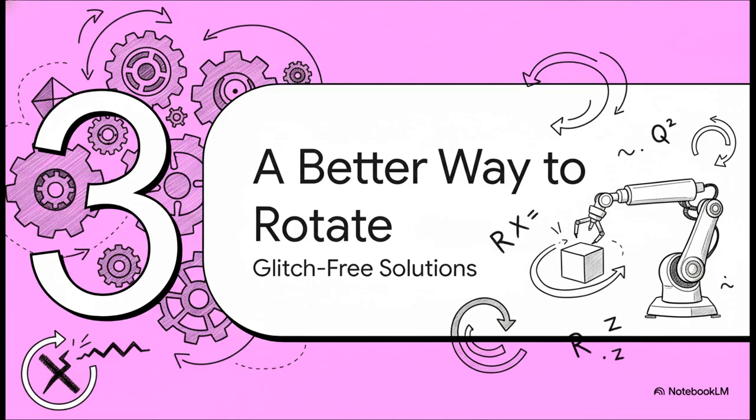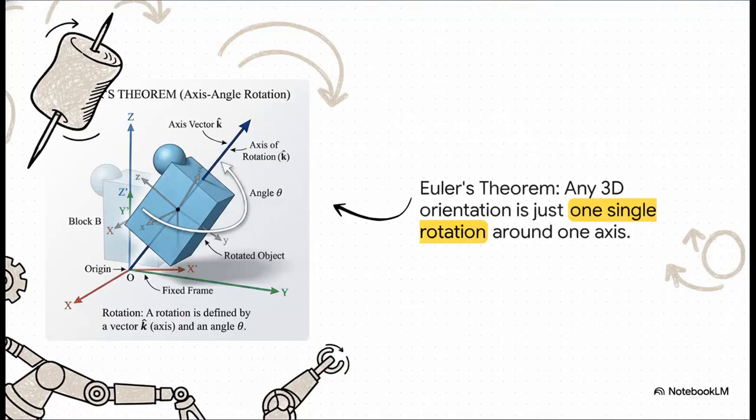So, of course, engineers came up with some much smarter, glitch-free solutions to handle all this spinning. One of the first big ideas is based on something called Euler's theorem. It says, hey, forget about doing 3 separate little rotations. Any orientation you can possibly imagine can be reached with just one single rotation around one single axis. The best way to picture it is like stabbing a marshmallow with a skewer, right?